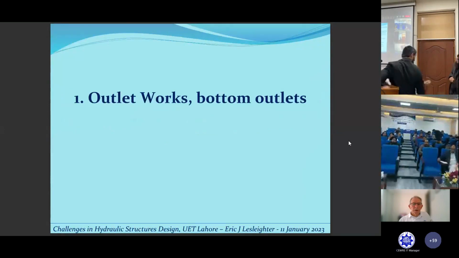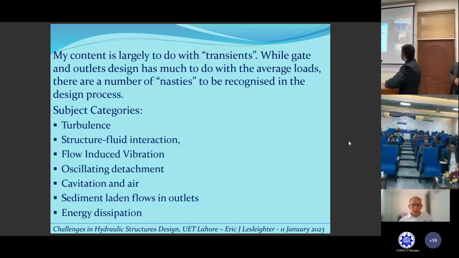Okay, so I'm going through the subject categories. There's turbulence, structure fluid interaction, flow induced vibration, oscillating detachment, cavitation and air, sediment laden flows in outlets, and energy dissipation. These are the subject headings I'm just going to use as I continue. Next slide.